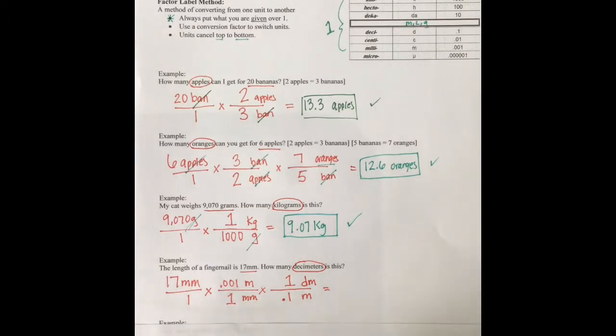Let's check that we canceled units correctly. Millimeters on top, millimeters on bottom, meters on top, meters on bottom. Yay, we're left with decimeters.